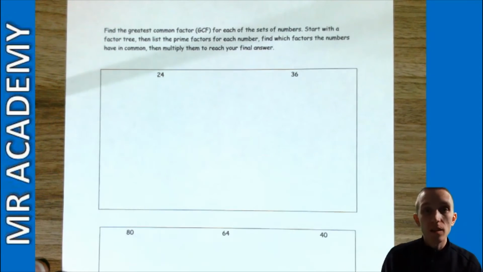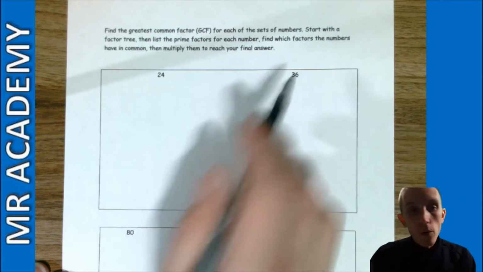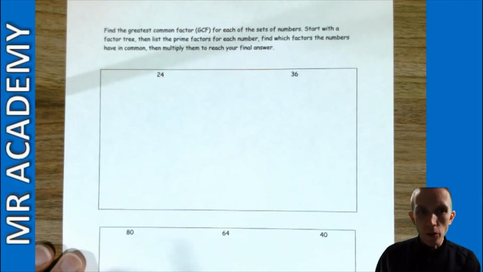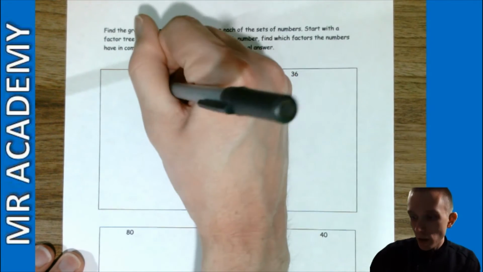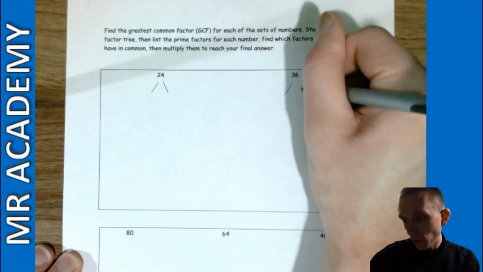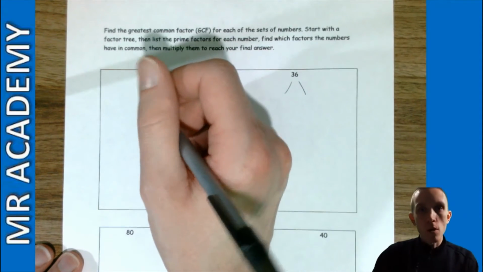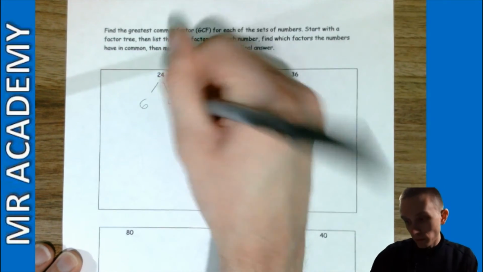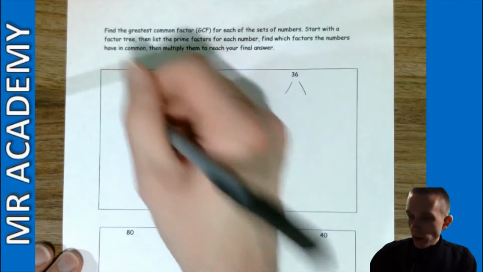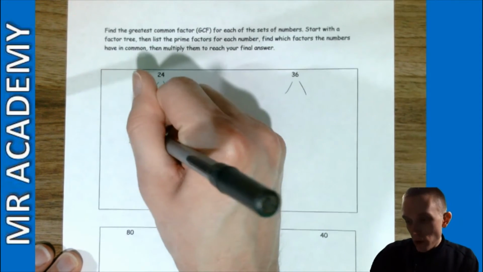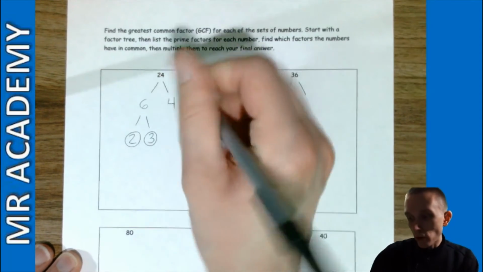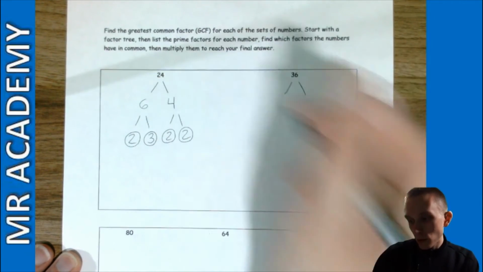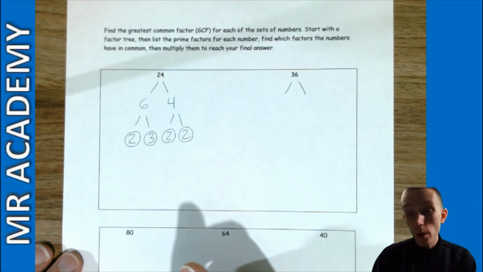We're just going to work on this set right here. 24 and 36 are my two numbers that I'm going to start with. So just like I said in the directions up above, I'm going to make a factor tree. So we need some branches. 24, different roads you could take. I'm just going to go 6 times 4. And I can break the 6 down into 2 times 3, which are both prime, so I can circle them. I can break the 4 down into 2 times 2. Both of those are prime, and I'm done with that one.